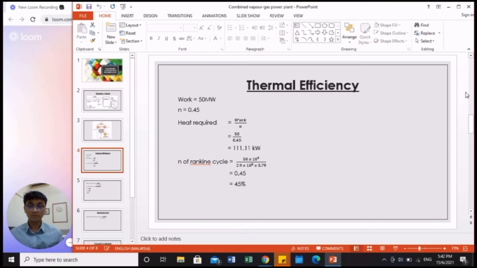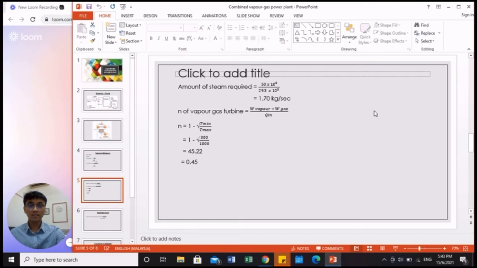Moving on to the thermal efficiency. Here, we have already calculated the thermal efficiency and the working is as shown. The work is 50 megawatts and the efficiency equals 0.45. The heat required is 111.11 kilowatts. The efficiency of the Rankine cycle is 45%. Then the amount of steam required is 1.70 kg per second.